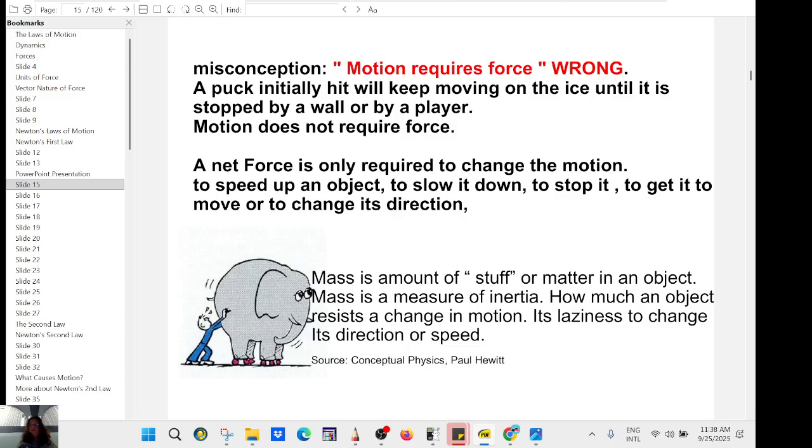So here is a typical misconception. Motion requires force. That's not true. Something in motion wants to keep in motion at the same speed along the same direction unless acted upon by a force. So a force causes speeding up, slowing down, or turning.